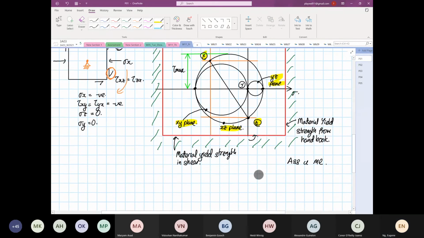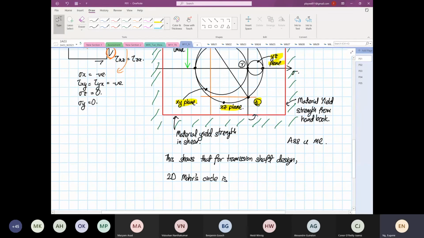So this proof shows that for transmission shaft design, 2D Mohr circle is sufficient.